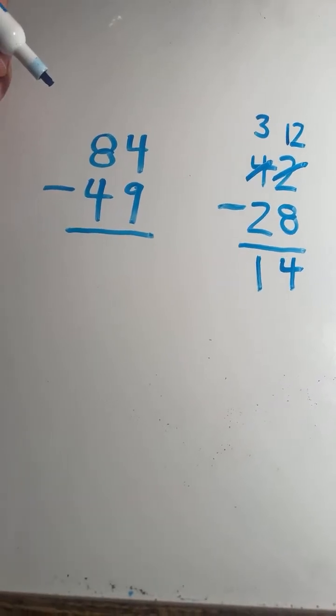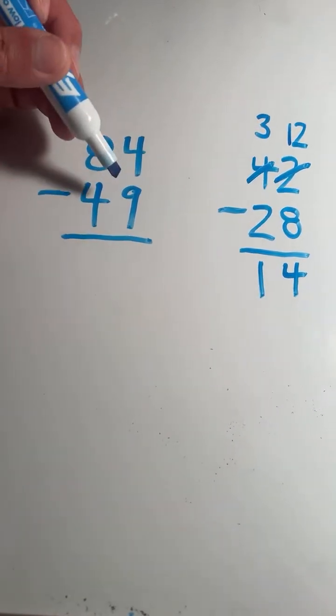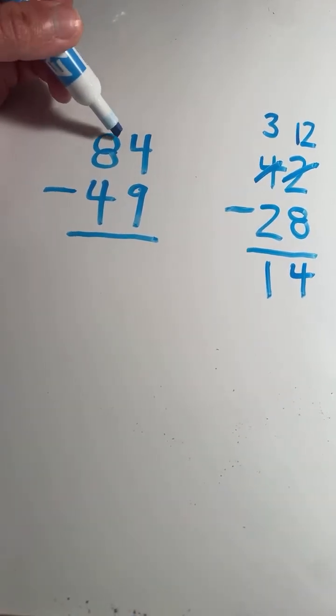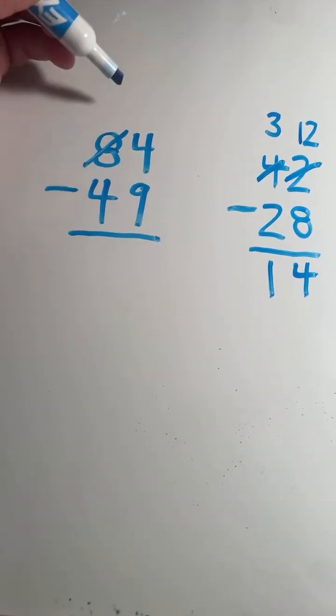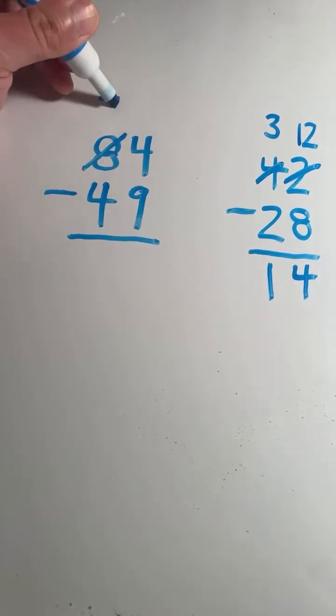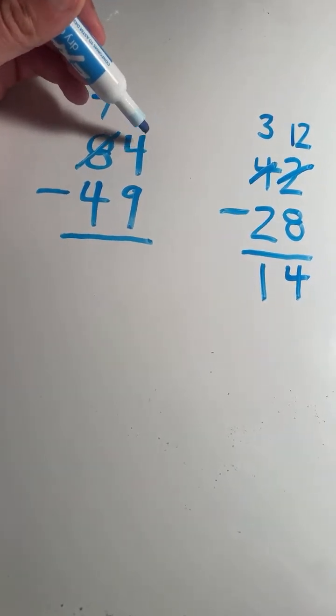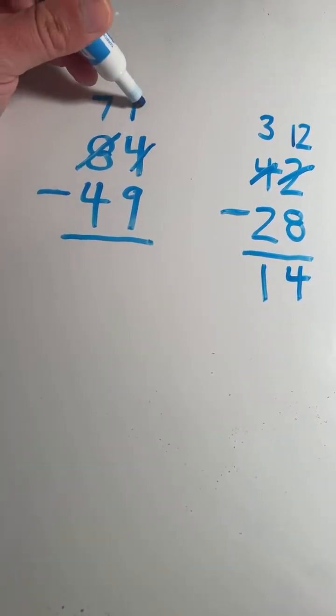So for this problem, we do need to regroup. You can't start out with 4 and take away 9. 9's bigger. So again, we're going to take a 10 from the tens place and add it to the ones place. So the 8 is going to become a 7. We're subtracting 1 from the tens place. Then the ones place, we have to add 10. So the 4 is going to become a 14.